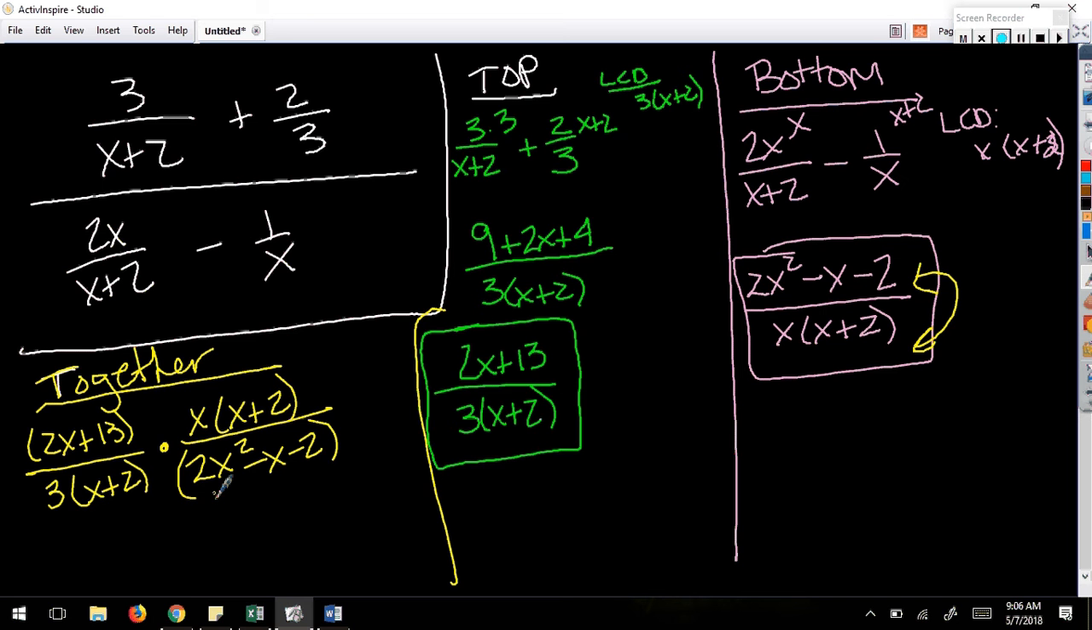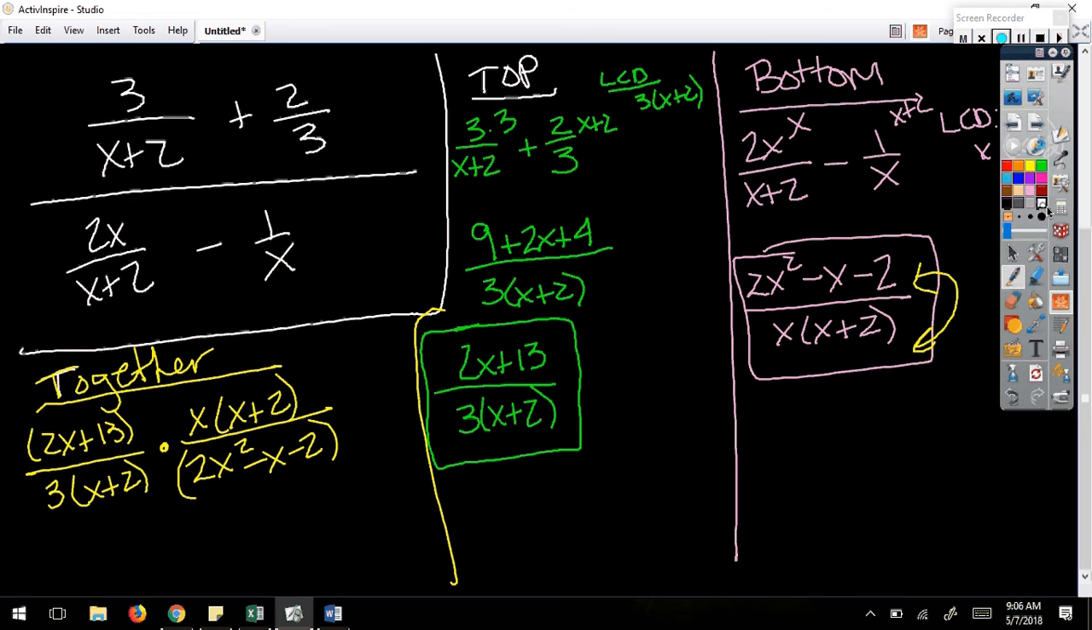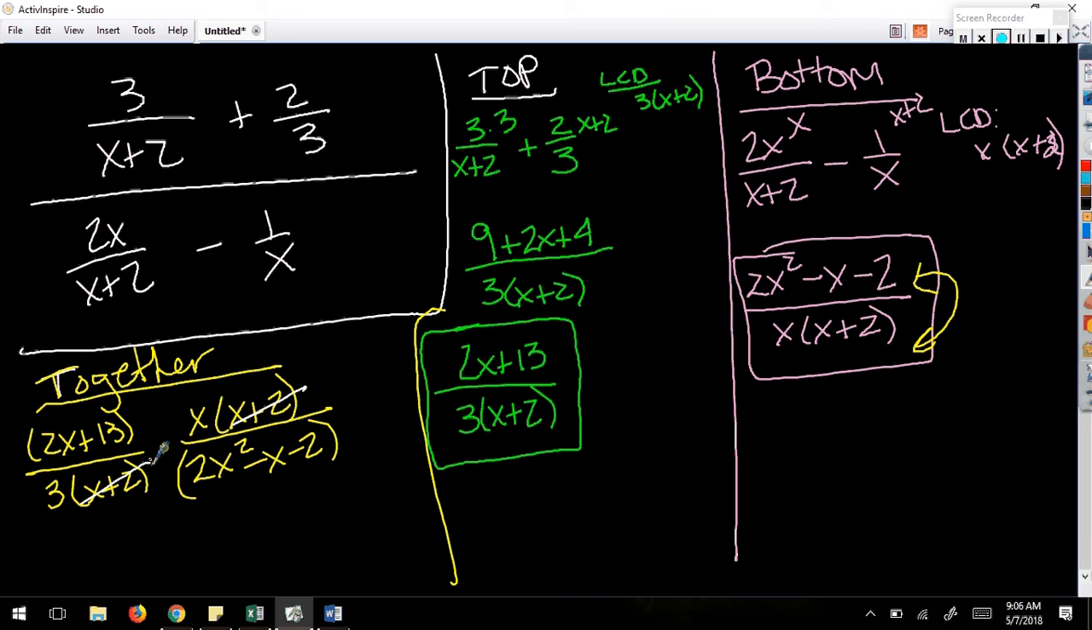I can start canceling at this point. I don't have to multiply out, distribute, or simplify that down. It's already done that. So what I want to do is just start canceling. Do you see anything that cancels? X plus 2? Is that it? Yeah, that's it. So when I do this complex fraction, I get 2x plus 13. Looks like there's an x in the front. And I'm sorry, I'm out of room here. 2x squared minus x minus 2.